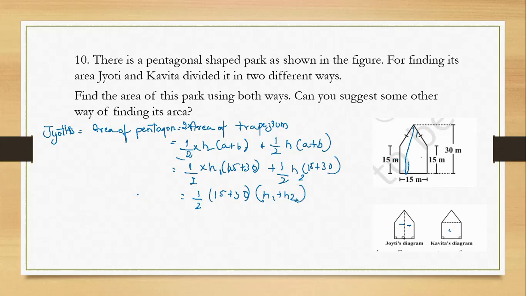Okay, of 15 plus 30 is 45. The distance between the two ends is 15 meter. So this is 7.5 and this is 7.5, that is 7.5 plus 7.5, when we split this area we get 7.5 and 7.5. So then we get 1 by 2 into 45 into 15.